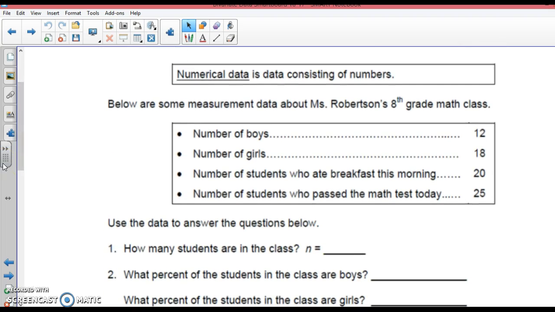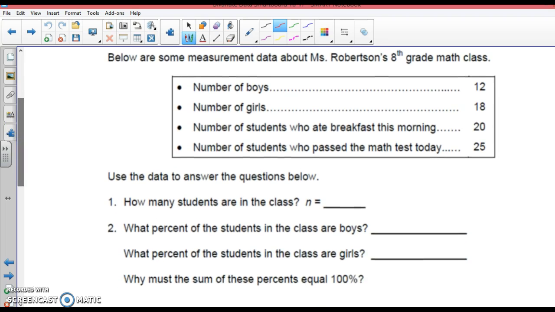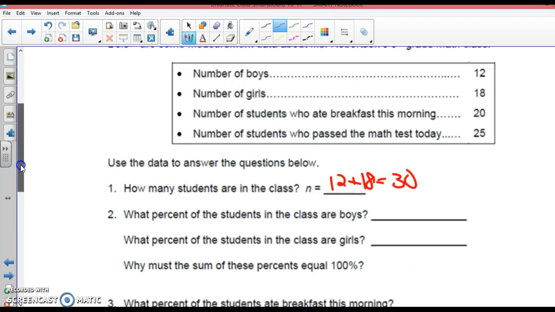Numerical data is exactly what it sounds. It's data consisting of numbers. So any data that has numbers in it is numeric. Here's an example of some numeric data, and we're going to use this to answer some questions. How many students are in the class? Well, we're going to assume that the only people in the class are boys and girls. So there are 12 plus 18, 30 students in the class.